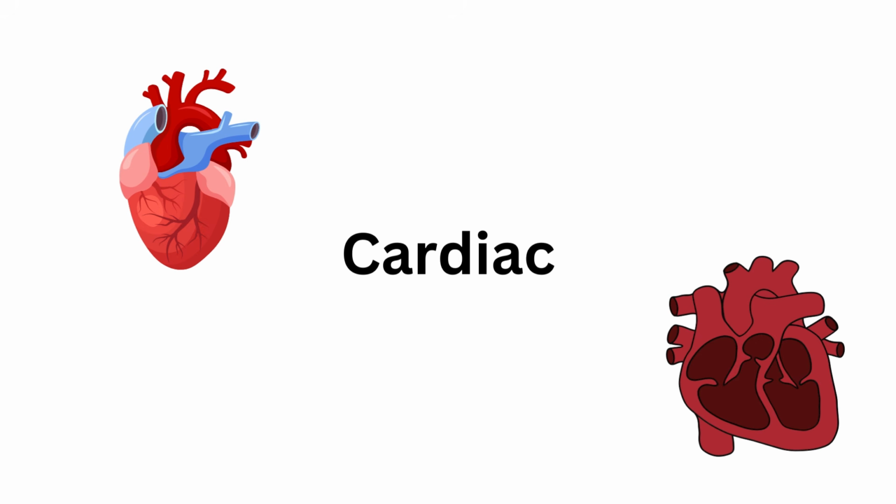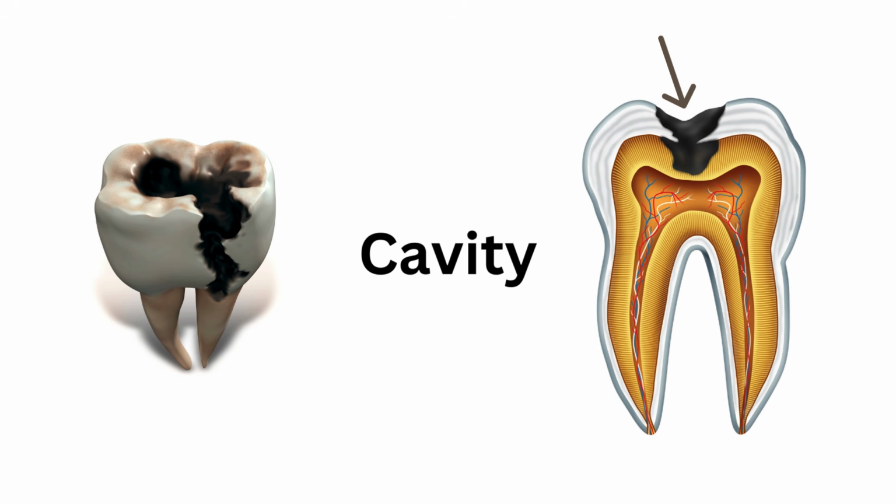The next word is cardiac. This is in relation to the heart. Cardiac tissue or cardio, it's related to the heart. The next word is cavity. This is an empty area, empty space. When you have a cavity, it's like an empty hole, or it's something that is bothering you. Here are two images that define a cavity or show what a cavity is. So you have a visual image.